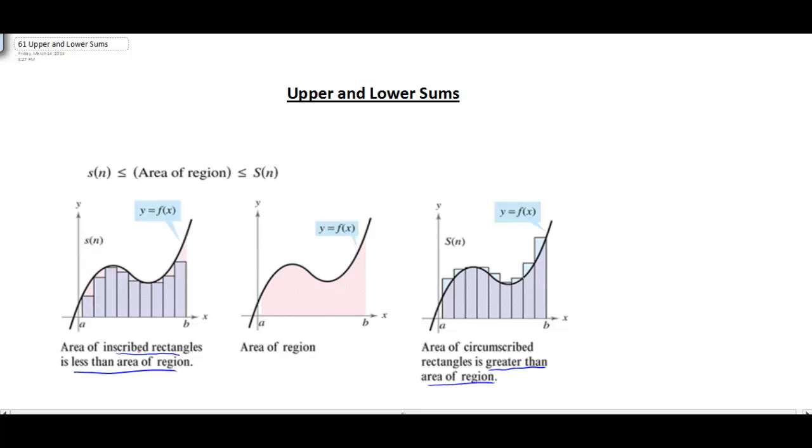So once again, for the area, with your upper sums your rectangles go above, with lower sums your rectangles are below, and the actual area is somewhere in between.